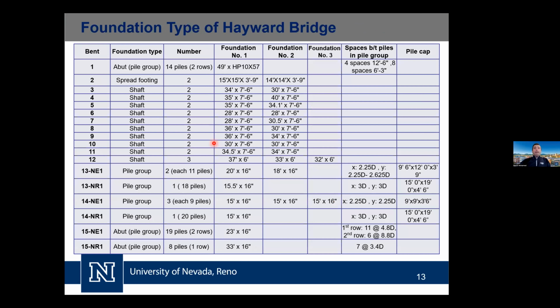So a little bit about the foundation types. At the two ends of the bridge, we have abutments all sitting on pile groups. In between, we mainly have deep foundations, except bent number 2, which is sitting on a spread footing. For the rest, we have drilled shafts as well as pile groups. And the table shows all the sizes, depths and properties of those foundations.